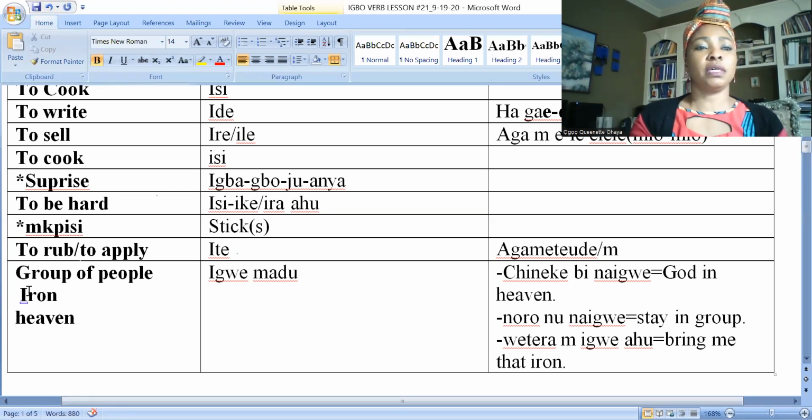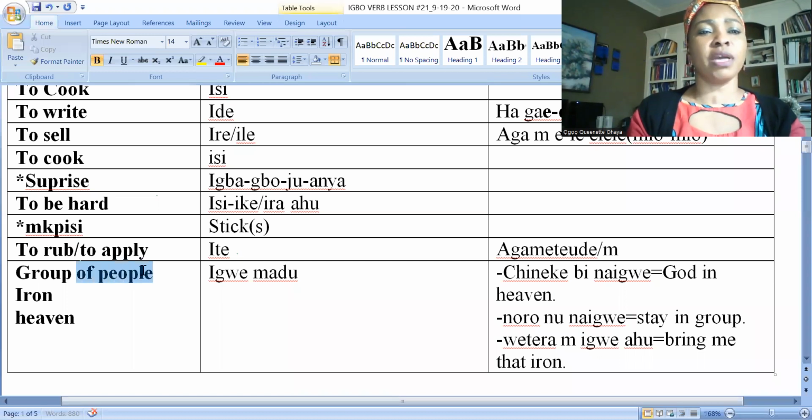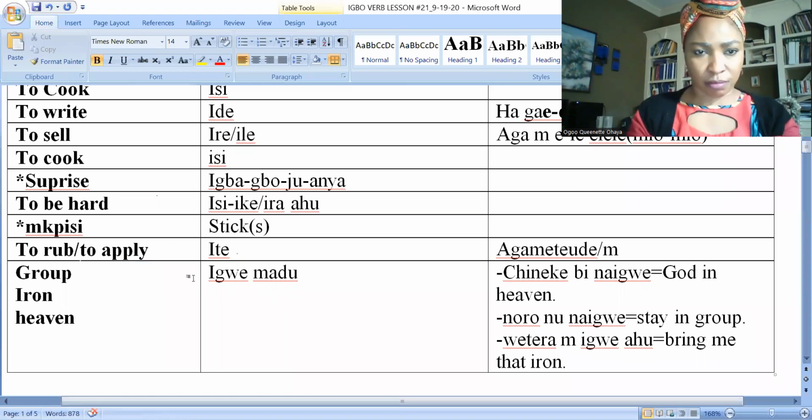So when you see something like group, it's called Igwe. Okay? Igwe mado, group of people. Igwe mado. So this means, I'm going to put all of them there because I want you to know what it is. So we're going to remove group of people down. Because if I don't separate it, you're not going to get it.